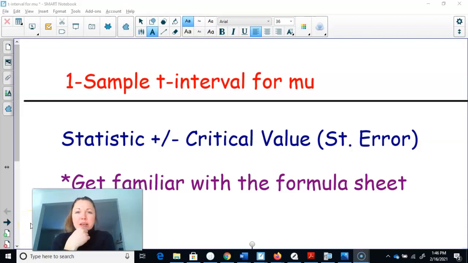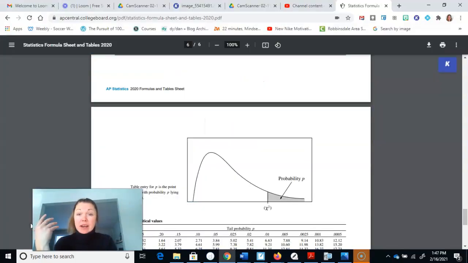Hey, ladies and gentlemen, today you're going to learn how to construct a one sample t interval for mu. What I'd like to do is get familiar with your formula sheet right now, because it will come in handy in case any test anxiety pops up on that AP test. You want to make sure, how can I make this formula sheet work for me where it's actually helping me? Okay, so we're going to look at that formula sheet right now.